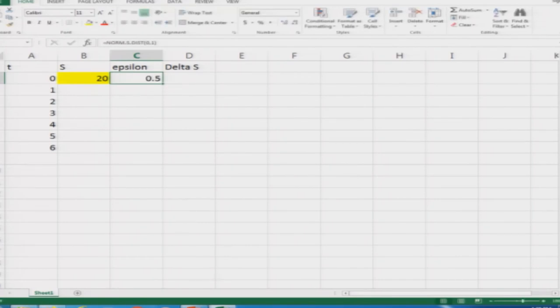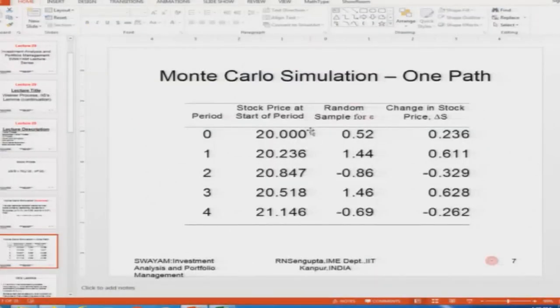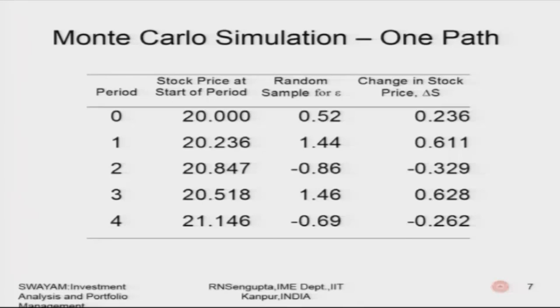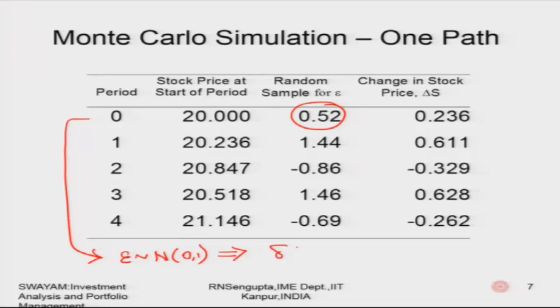Anyway, coming back to this standard normal deviate. Once you have this, you generate the first value. The value I wrote, 0.52, is being generated from N(0,1). Once it is generated, it will give you the value of delta S. Delta S is here.